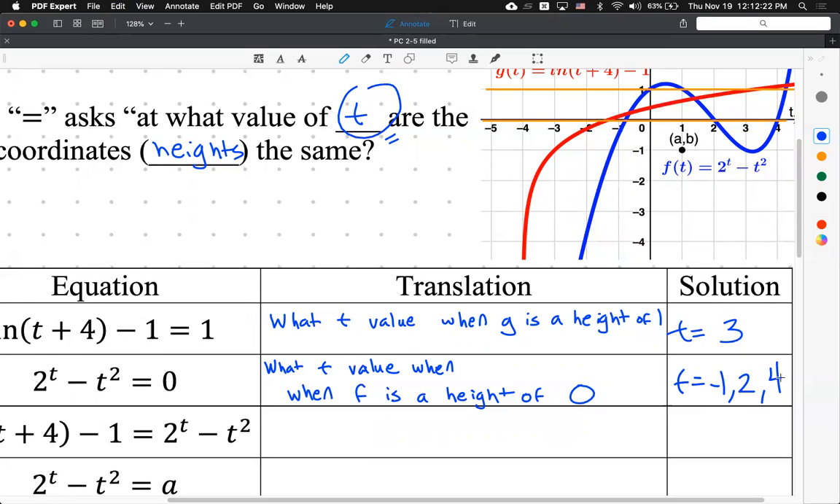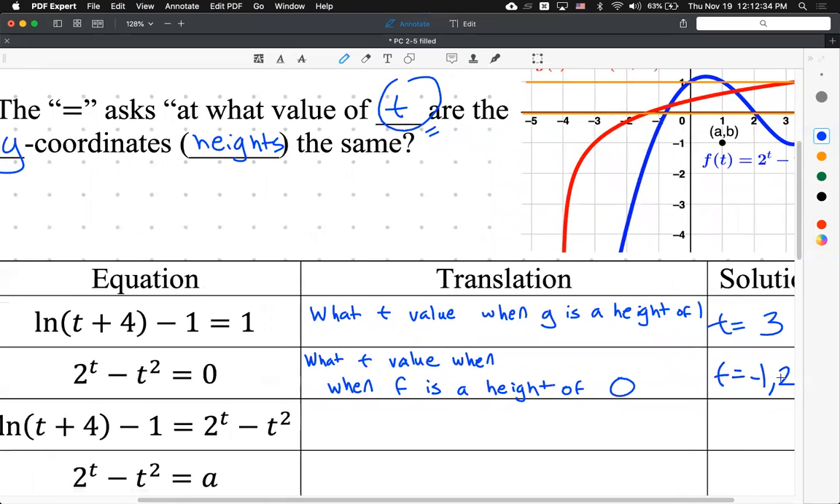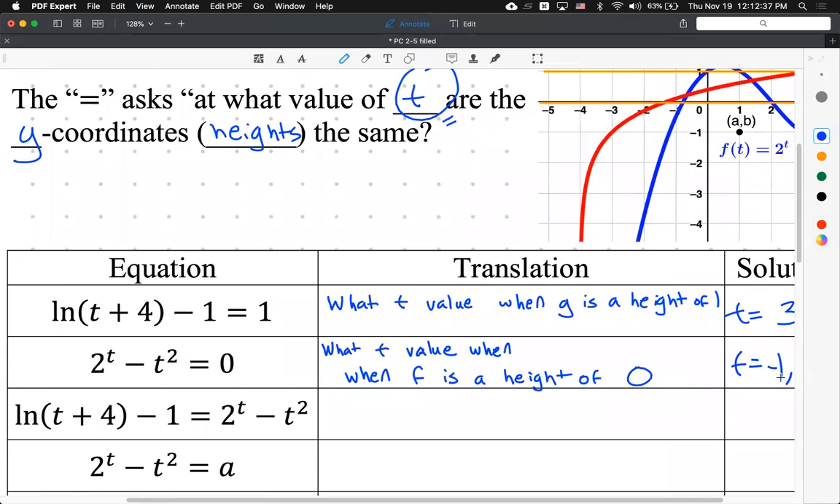All right, this next translation is a bit trickier. And there's 2 different ways of translating. There's the graphical and then there's just the pure words. So our new equation is natural log of t plus 4 minus 1, which was that first red equation. And then this equal to 2 to the power of t minus t squared, which was the blue equation.